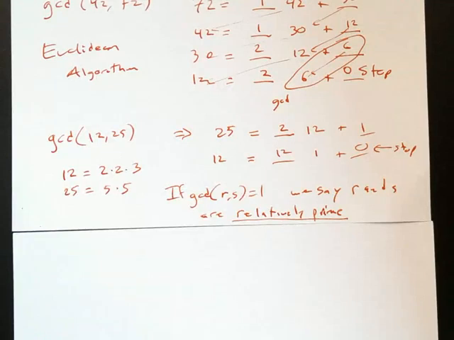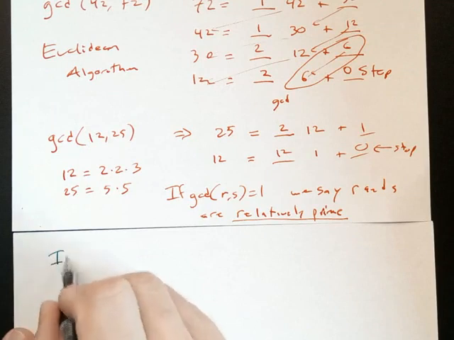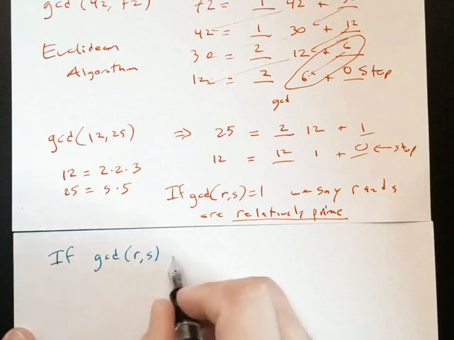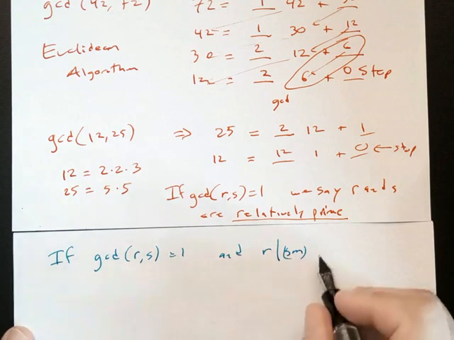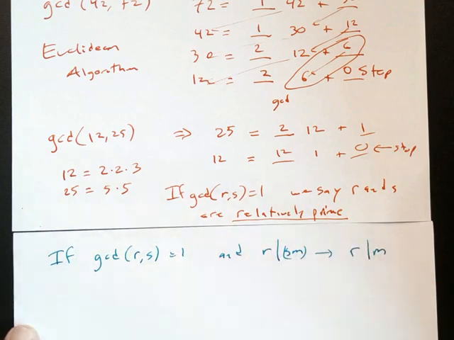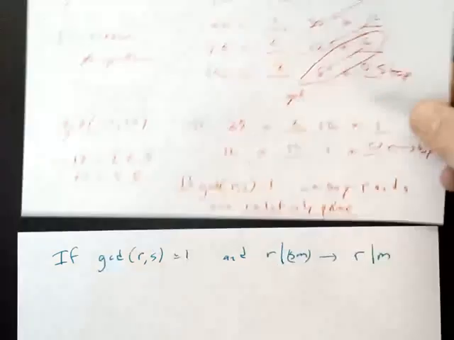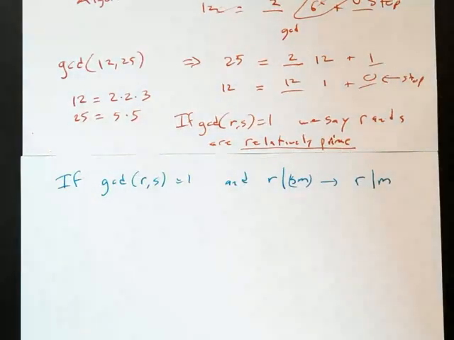And by the way, this forces my divisibility behaviors. If the greatest common divisor of R and S is 1 and R divides some product, say SM, well, that means that R must divide M because it can't divide S. Why do I give a damn about this? Now I can prove what I said earlier.